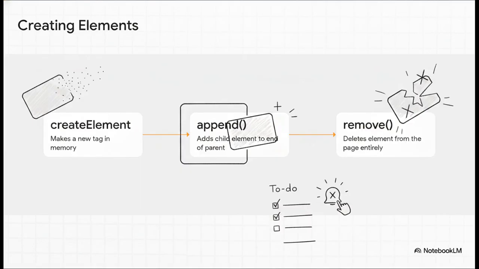We can also totally alter the structure of the page after it loads. The workflow is beautifully simple here. Step 1, createElement makes a brand new tag in memory. Step 2, append adds it to a parent element on the page so the user actually gets to see it. And step 3, remove deletes an element entirely. Think of a dynamic to-do list where you add a new task, or clicking a little X to dismiss a notification. That's this exact 3-step process in action.